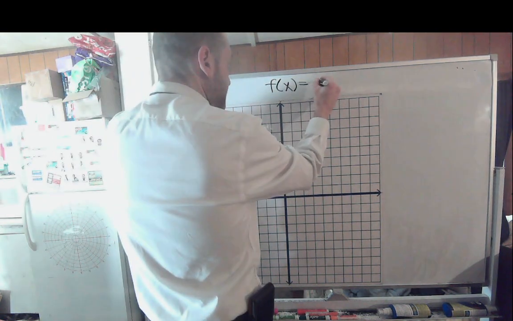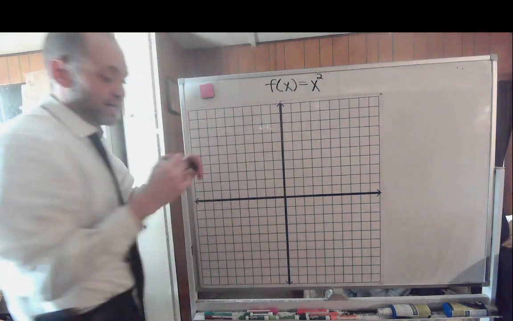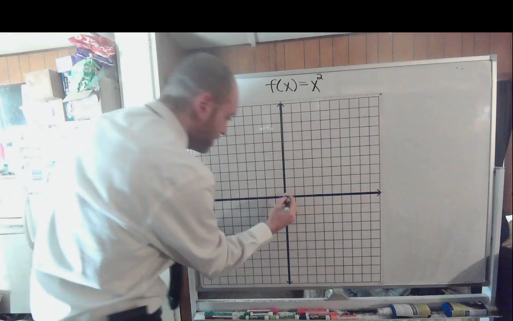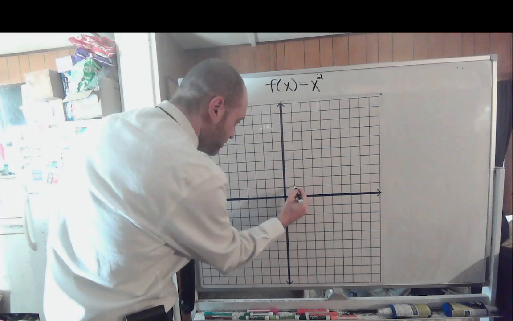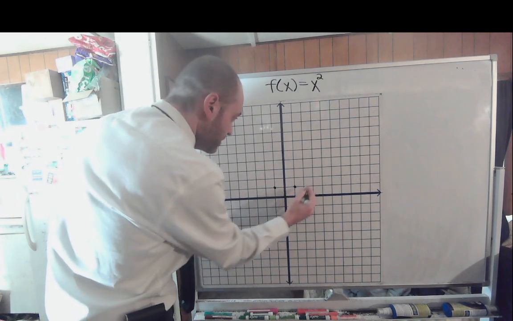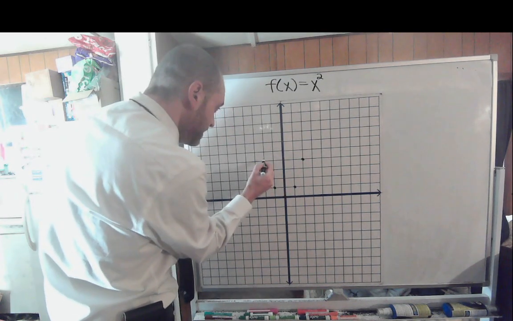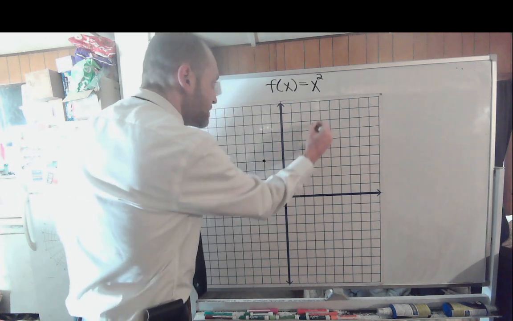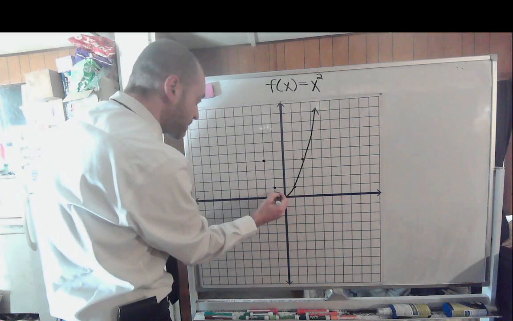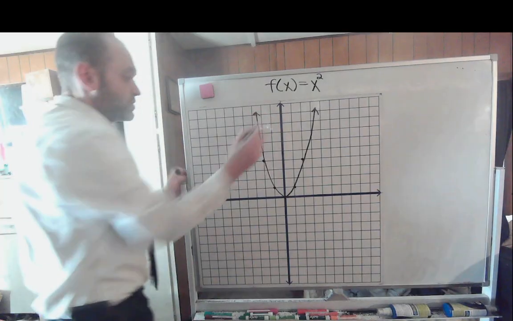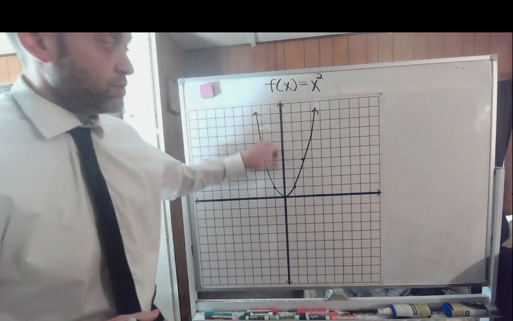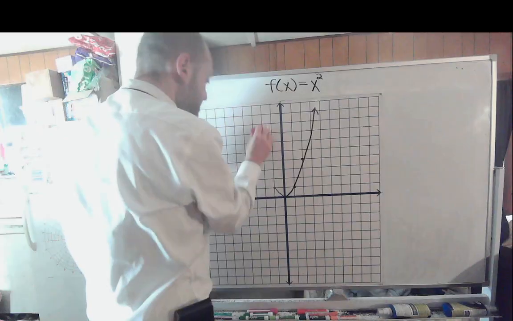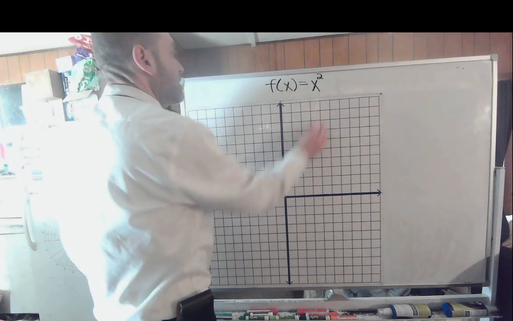So let's just do f of x equals x squared. The standard parent function f of x equals x squared. We know we're going to get a parabola, right? So (0, 0), (1, 1), (-1, 1), (2, 4), (-2, 4). I think we got sufficient points to draw this. So there's your standard graph of f of x equals x squared. A nice parabola.